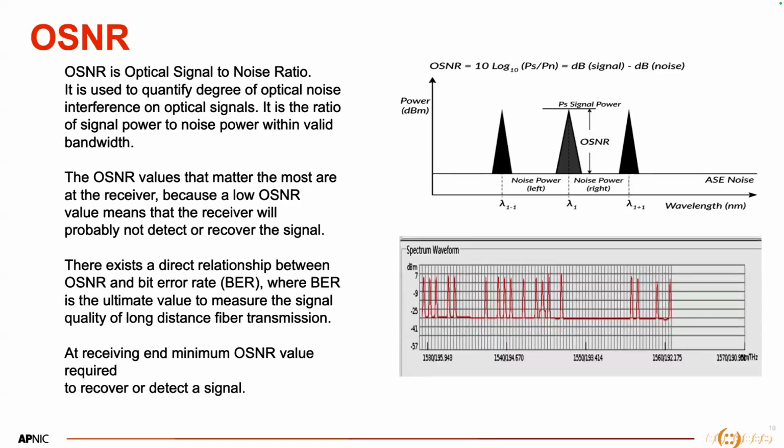Whenever you are running a network, you have to keep a strict eye on the OSNR level of your network. If the OSNR level is going down, that means the physical health of your fiber paths is not that good, and you need to make amends to those situations.